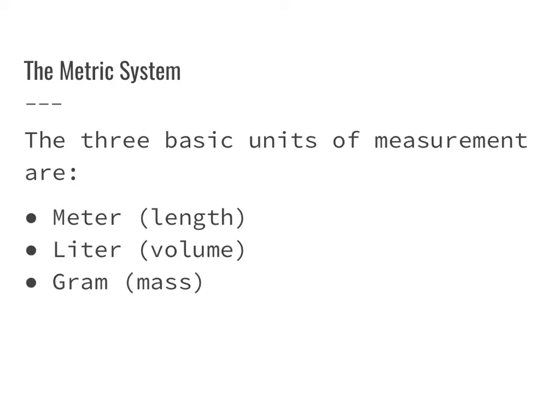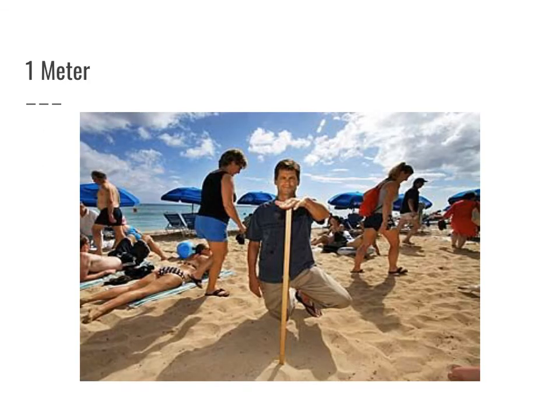There are three basic units of measurement in the metric system: meters, which measures length; liters, which measures volume, and that just basically means how much an object can hold inside of it; and grams, which is mass, or how heavy the object is. Just to give you a reference, here's a meter stick.